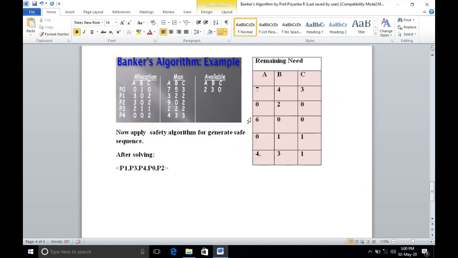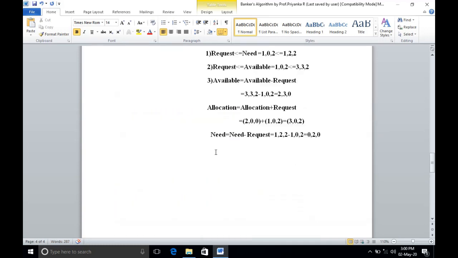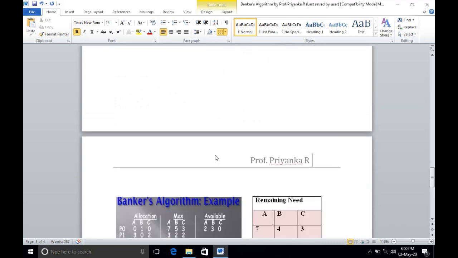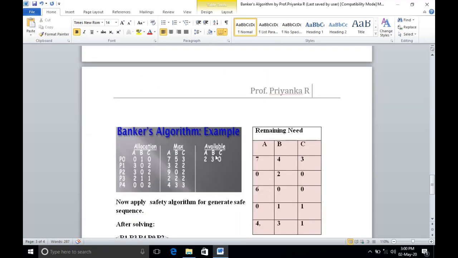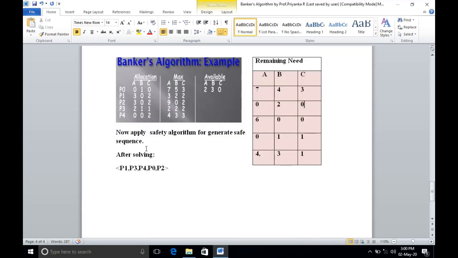After this stage, we have come to a conclusion that the request from P1, which is 1, 0 and 2, can be satisfied by applying the resource request algorithm. Once we are done with satisfying the request, we have to go with the safety algorithm, and the procedure I have spoken about just now should be considered to solve the numerical using the safety algorithm. We come up with the final safe sequence after accepting the request from P1, which is P1, P3, P4, P0 and P2. So this is the safe sequence after accepting the request from P1.